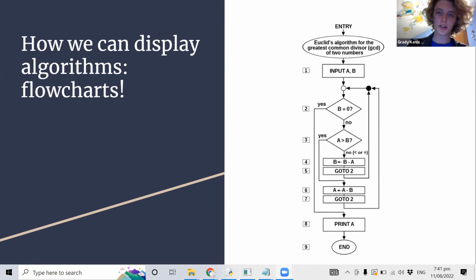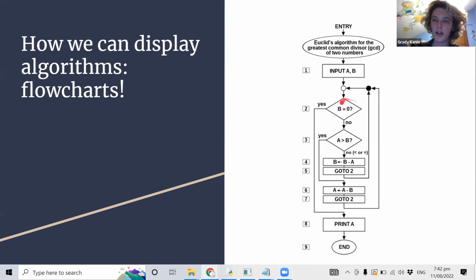Basically, the way a flowchart works, if you haven't seen one before, is you start somewhere. In this case, you start at the point marked entry. You go down, you follow the arrows, and whatever is in the box, you do that. So here it says you take A and B as input. Now, next up is a little node just to make it all look good.